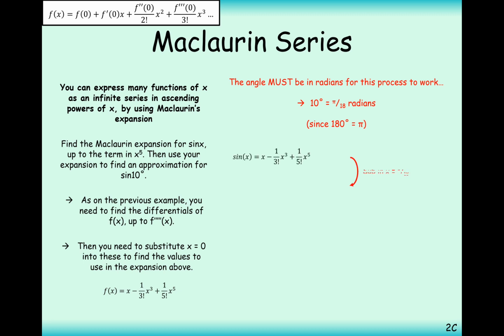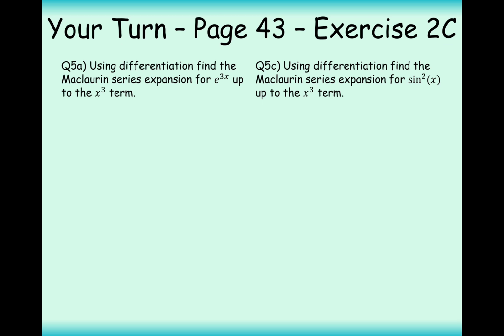And then we'll substitute x equals pi by 18 into the value of x. And we get an answer there of 0.173648... So there we are, that's an approximation for sine of 10 degrees. Alright then, your turn to have a go at these two questions here. Make sure you've got the Maclaurin series formula available for you to use and have a go at these two questions.